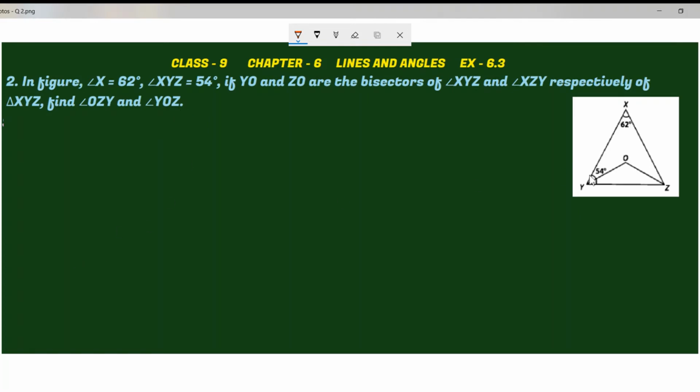This is the figure. In this figure, they have given the angle of X, which is 62 degrees, and the angle of Y, the whole angle, that means XYZ, they have given as 54 degrees.